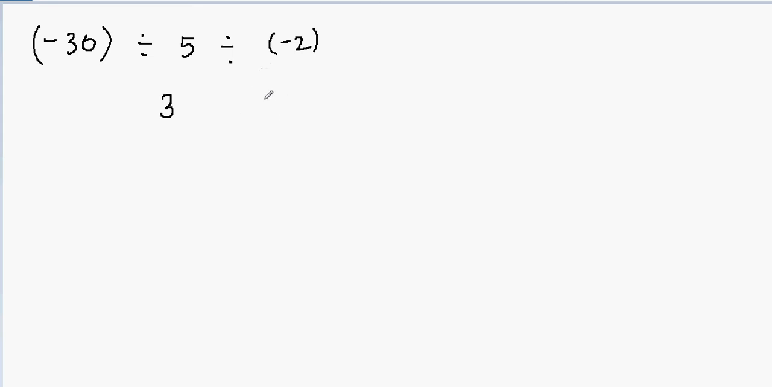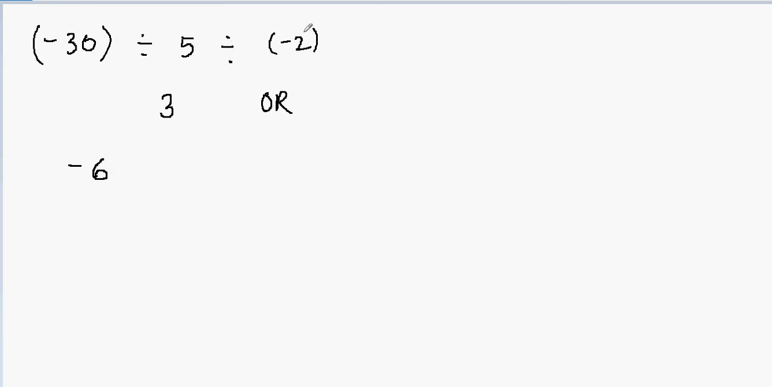Now let's try to solve it step by step. So we can do that. Negative 30 divided by 5. Now I know that I have a negative number and this is a positive number. Whenever you divide a negative number by a positive number, you'll get a negative result. So I know for sure that my answer will be negative, so I'll put the negative sign here. Now I have to divide. 30 divided by 5 will give me 6. So I will have negative 6 for this.